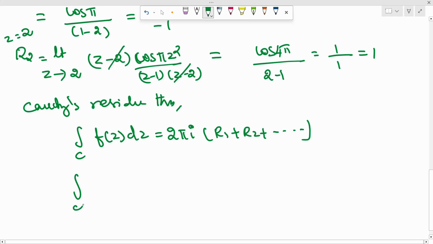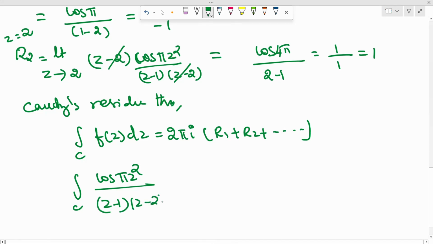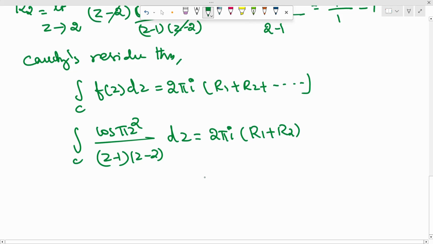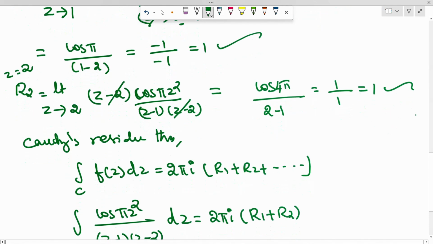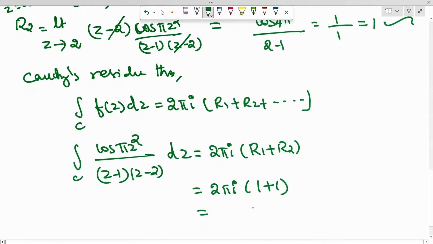Okay, in this problem we have two residues. The integral of cos(pi z squared) by (z minus 1)(z minus 2) dz is equal to 2 pi i times the sum of the residues, R1 plus R2. We have only two residues here. Substituting, 2 pi i times R1, whose value is 1, and R2, which is also 1. So 1 plus 1 equals 2, and 2 into 2 pi i is 4 pi i, which is the required answer.